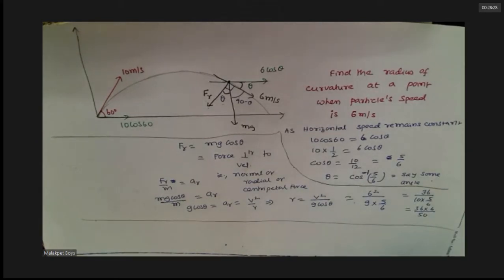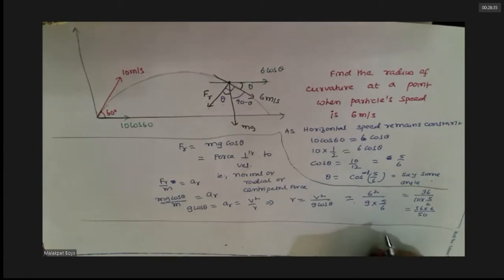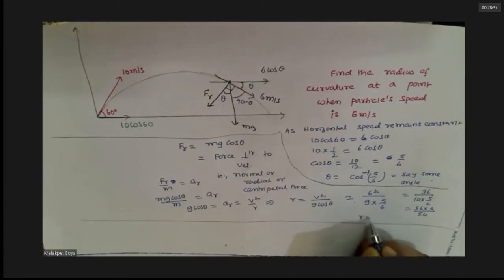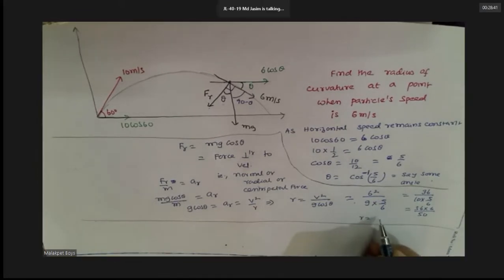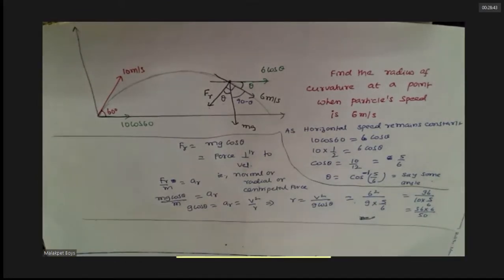Now 32.6. How much are you getting? 4.3. 4.12. Right.